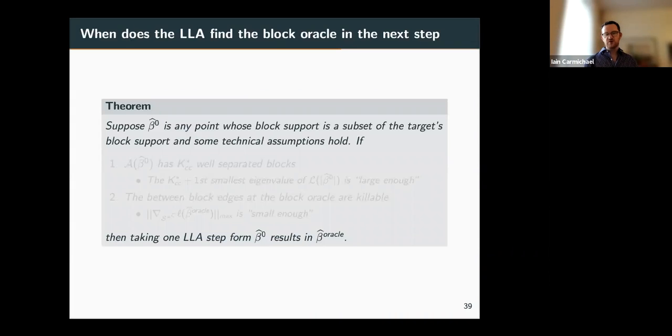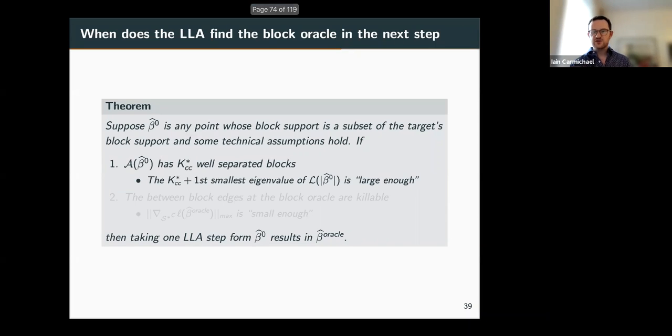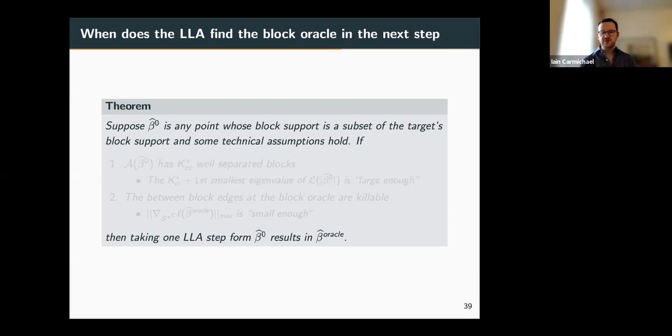So we're ready to present our first result. Say we take an LLA step from some point beta naught, and let's make the very strong assumption that the block support of beta naught is a subset of the target graph's block support. So beta naught essentially knows the true support. We're going to assume some technical assumptions hold. And the conclusion of our result is that taking one step from beta naught is going to result in exactly the oracle estimator. So this would be the one-step convergence version of our theory.